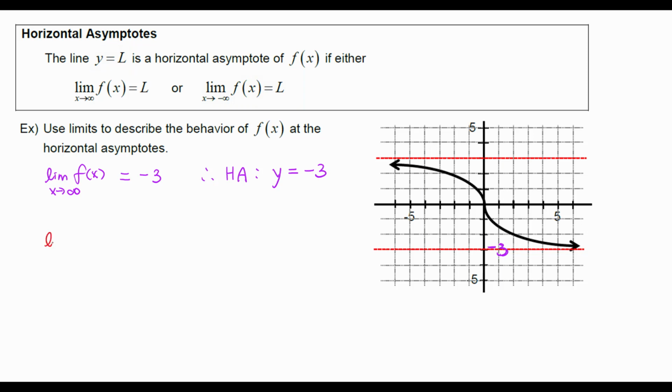How about the limit of this function as x approaches negative infinity? As x approaches negative infinity, you can see your function is trying to reach this value, positive 3. So the limit is positive 3. Therefore, you have another horizontal asymptote, which is y equals 3.